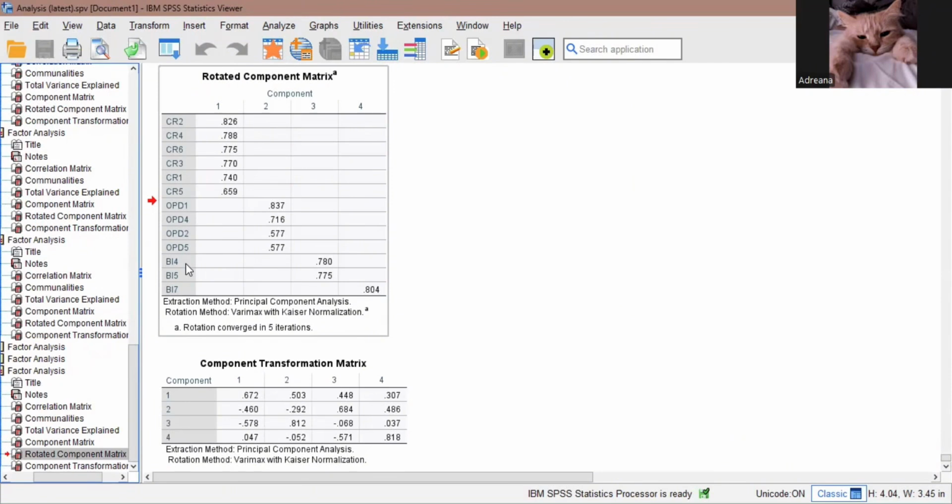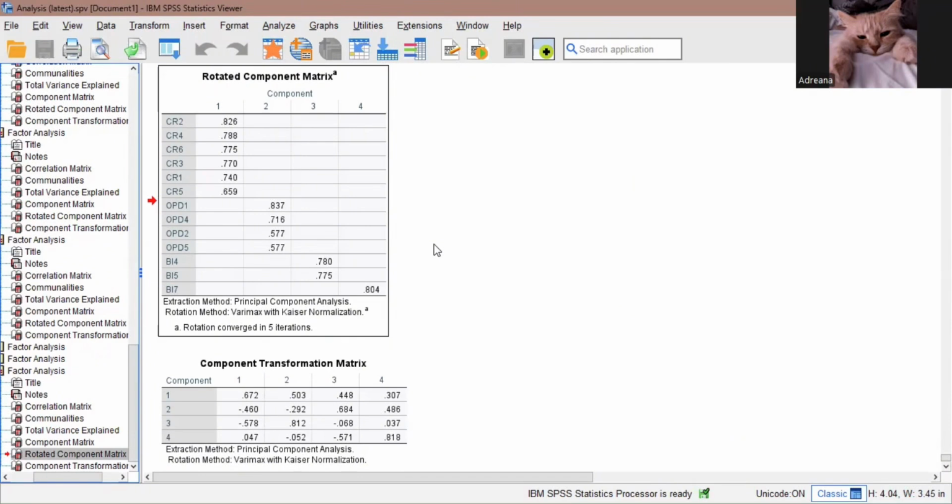So using the Varimax rotation, we identified 4 components. First, all CR items, CR1 to CR6, loaded strongly onto component 1 with values above 0.65, meaning they are closely related and likely measure the same idea, and in this case it falls under customer reviews. And then similarly, OPD1 until OPD5 loaded on component 2, indicating they measure a different concept, which is likely the online purchase decision, our dependent variable.